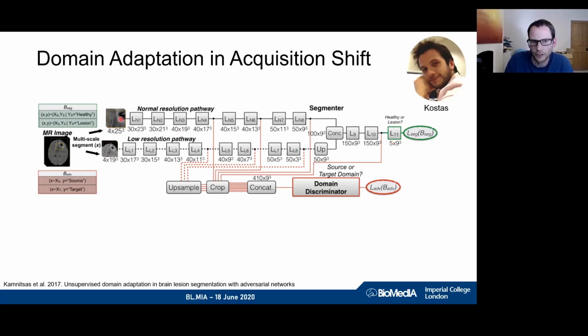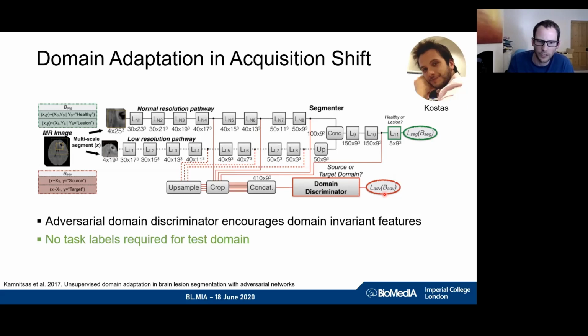So this is a CNN or DeepMedic that does image segmentation, but at the same time you have a domain discriminator that can look at different feature maps at different levels of the CNN, and we evaluated which levels are the best. But basically it's just saying that these features that are extracted at training time should not allow you to tell where the data is coming from. So what it requires is that you don't need labels for the test domain, so you can use unlabeled data from your test domain.